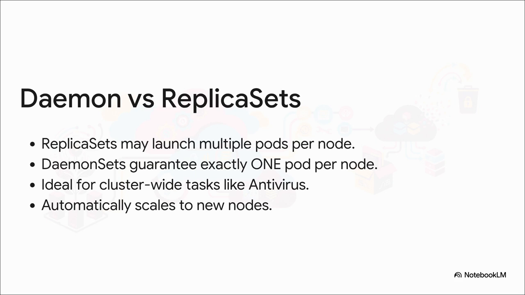Typically, you might use a replica set to launch pods, but a replica set might schedule 2 or 3 copies of a pod on a single node just based on resource availability. A daemon set, however, guarantees that exactly 1 copy of a pod runs on every single worker node in your cluster.